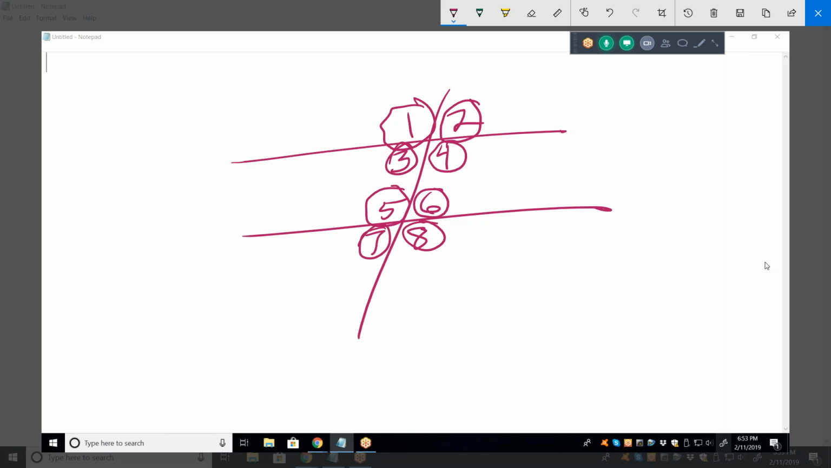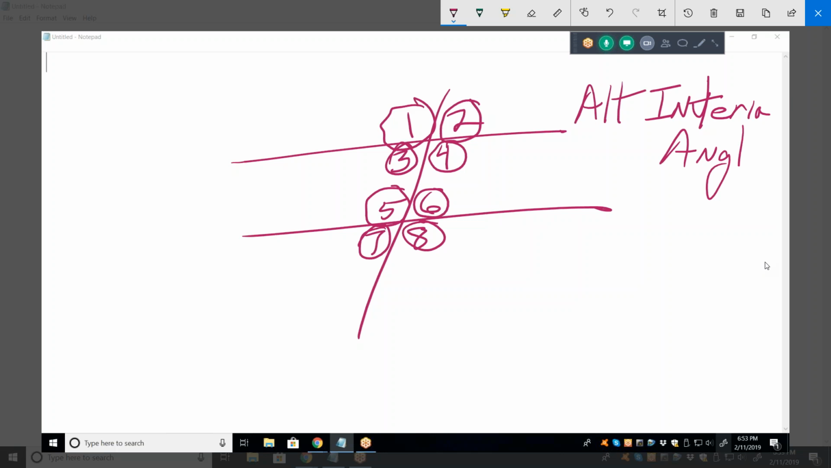Now, they also have other names. 3 and 6 are what? There's a specific name they want you to memorize for 3 and 6. Alternate, because they're on opposite sides of the transversal. Interior, because they're inside the two parallel lines, right? So it's alternate interior angles.